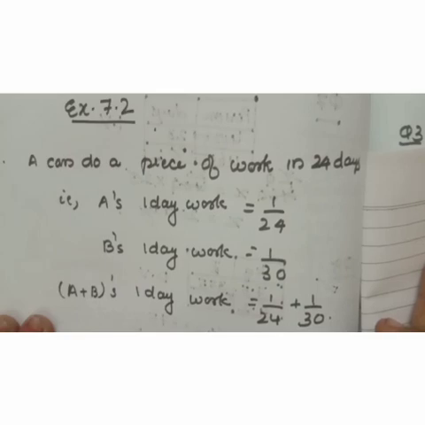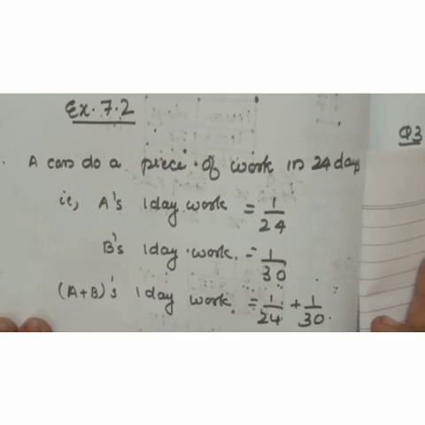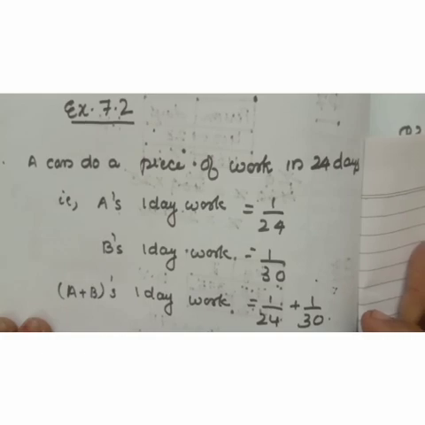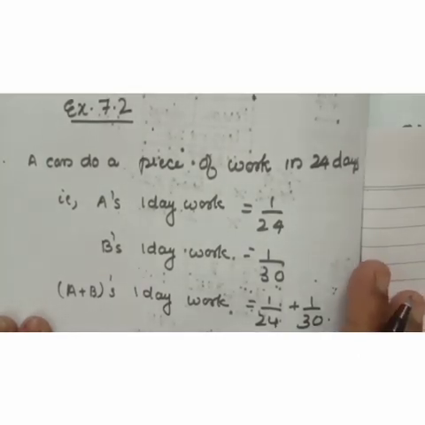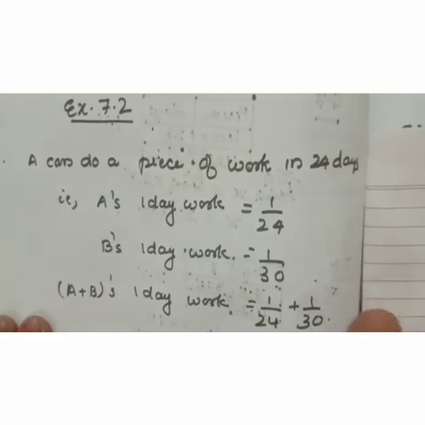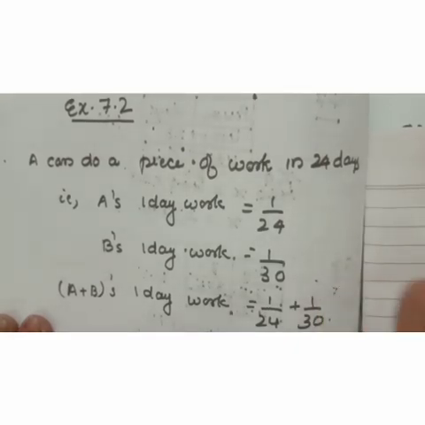The question is, A can do a piece of work in 24 days while B can do it in 30 days. See, one work we are considering in mathematics, one work meaning the whole number 1. So one work A can do in 24 days. We will not consider how many days A wants. We will consider how much work A can do in one day. In this exercise we will do like that only.